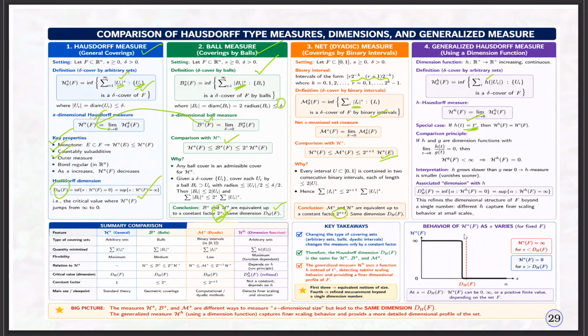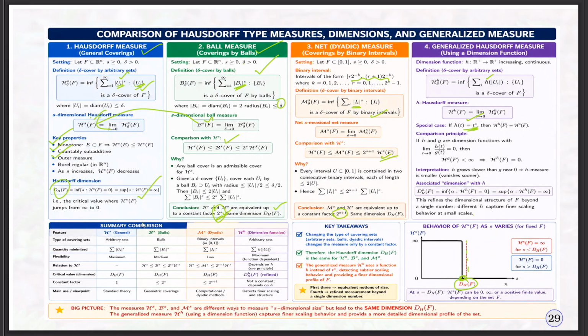So if you are taking the behavior of H^s of F as s varies, for some fixed F, where this H^s of F jumps from infinity to 0, this we call the Hausdorff dimension of the set F.